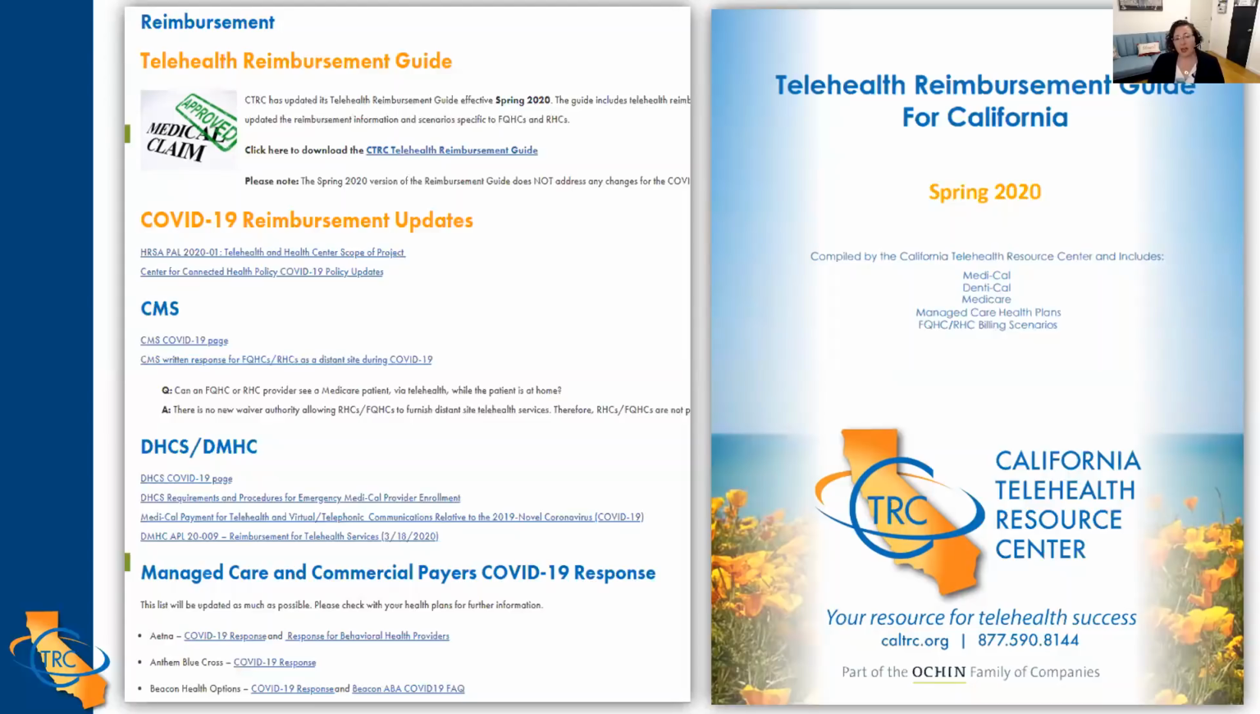So on our website, on our reimbursement page, right underneath that guide, we have COVID-19 reimbursement updates. We are keeping a list of CMS policy and reimbursement updates, DHCS, DMHC, and we're also attempting to keep a list of all of the managed care and commercial payer COVID-19 responses. So you should be able to find up-to-date information on that webpage.